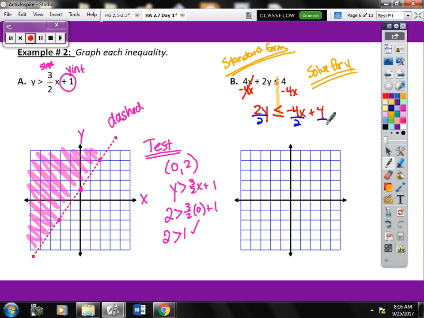On your homework, you may see ones where you're dividing by a negative 2. Again, that would cause you to flip your sign. This one does not though. Negative 4 divided by 2 is negative 2x and plus 2.